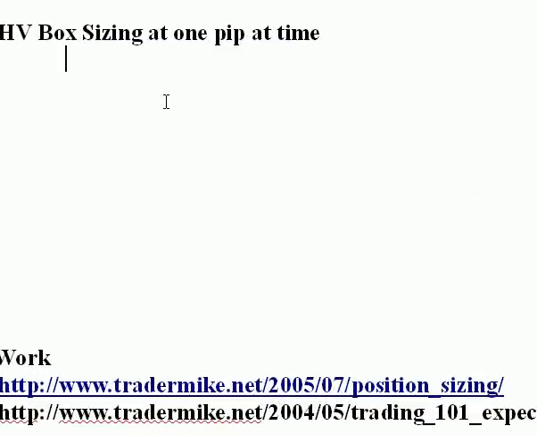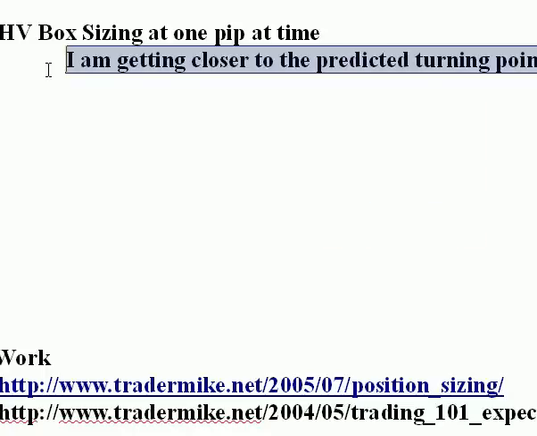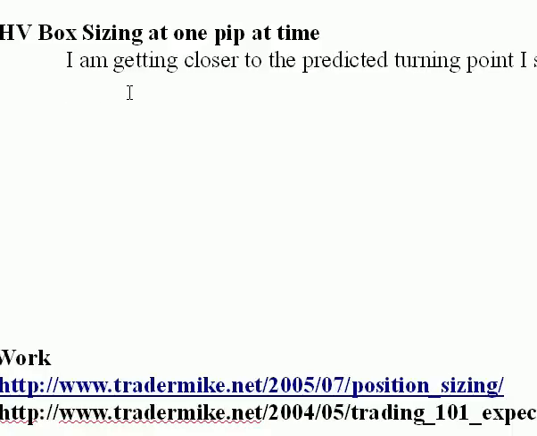So what I would do is, as I am getting closer to the predicted turning point, I sell part. Bourbon does this type of money management system. It just decreases because there's a higher and higher probability of loss. Decrease size. Okay, so it decreases the size of the position.